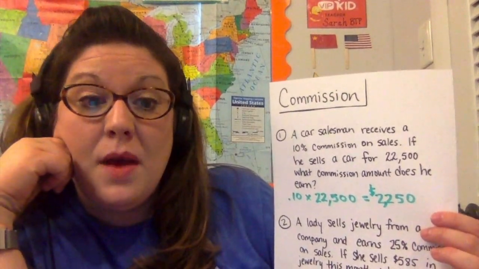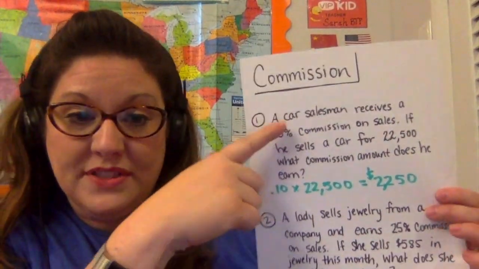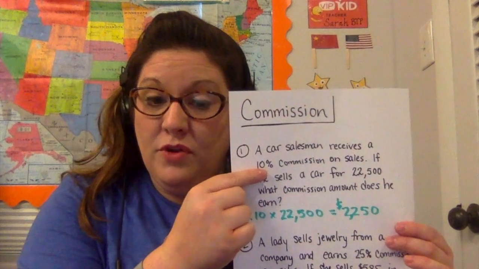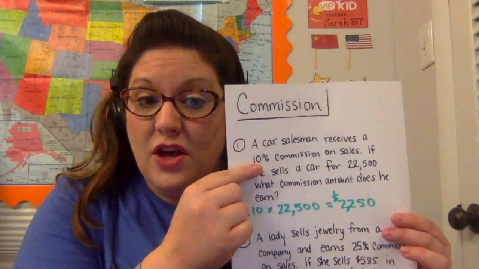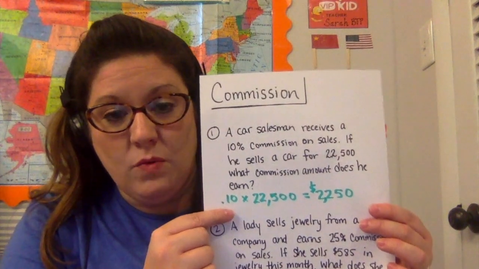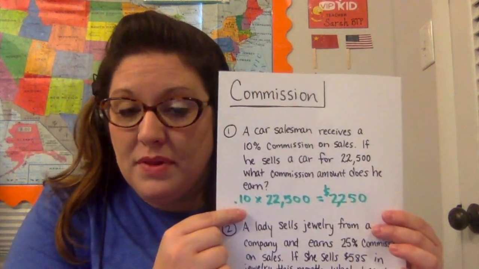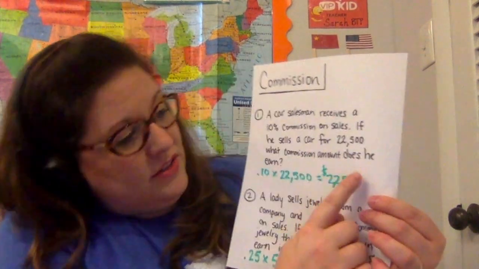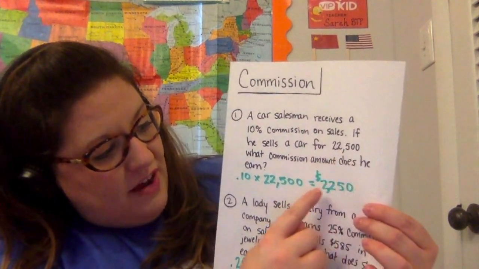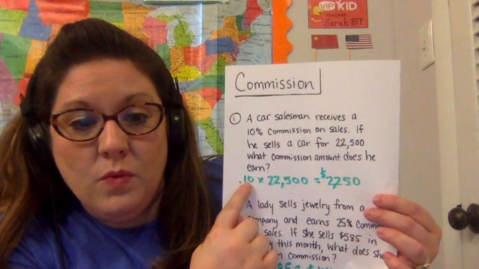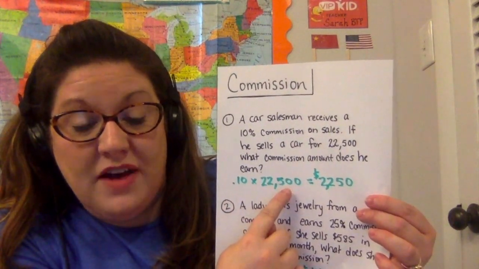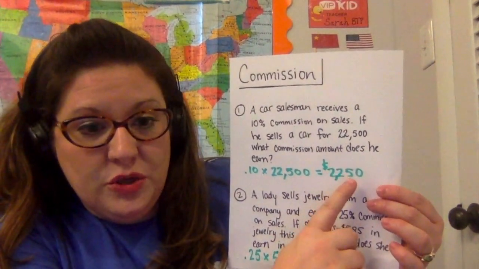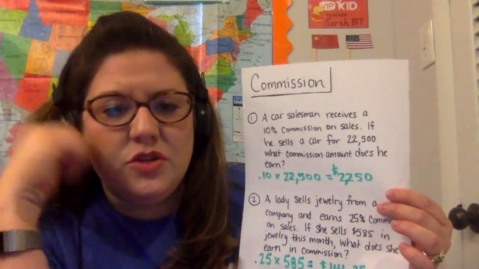Well, let's think. We have to convert our percents to decimals, and we talked about in the last tutorial that these percents have to move that decimal 2 places left. So 10% is 0.10. We're going to multiply our percent times the total price. The sale of the car was $22,500. So we're multiplying 0.10 times 22,500. We can multiply that and we get an answer of $2,250.